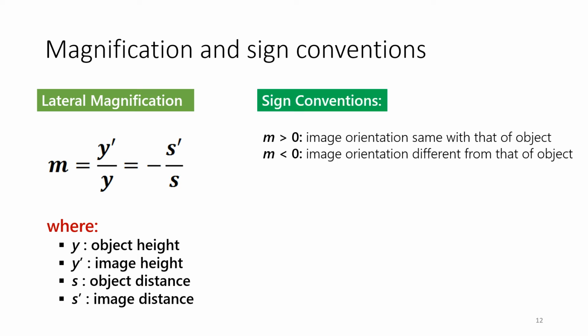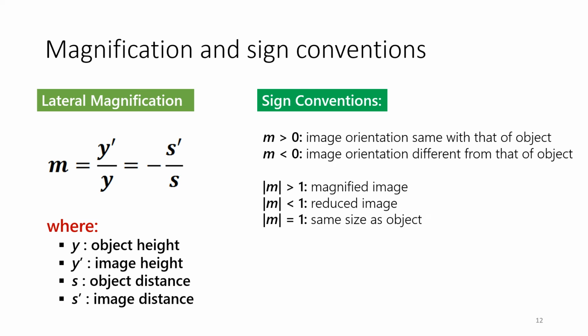The sign conventions of M are rather simple. M is positive if the orientation of the image is the same as that of the object. We take y greater than 0 if the object is upright. Again, the object height usually has a positive sign. M is negative if the image is inverted, or if the orientation of the image is reversed compared to the object. If the absolute value of M is greater than 1, we get a magnified image since y prime would be larger than y. We get reduced images if the magnitude is less than 1. If the image and object sizes are the same, we get M equal to 1.